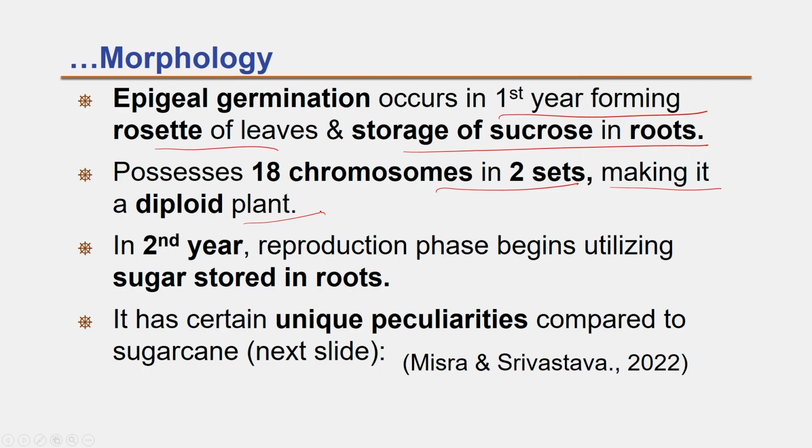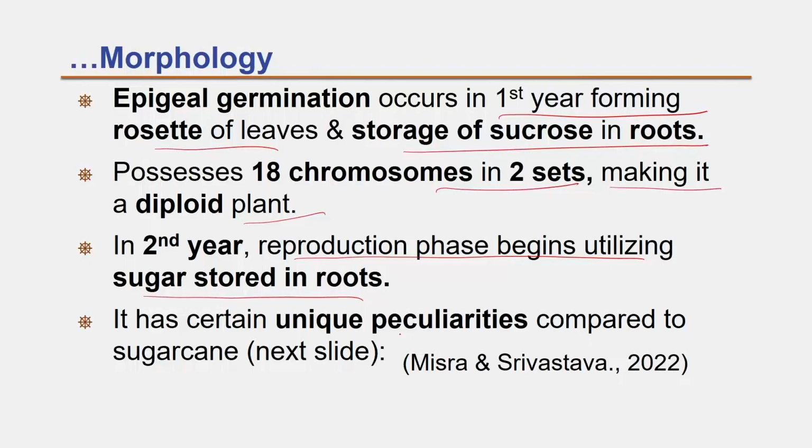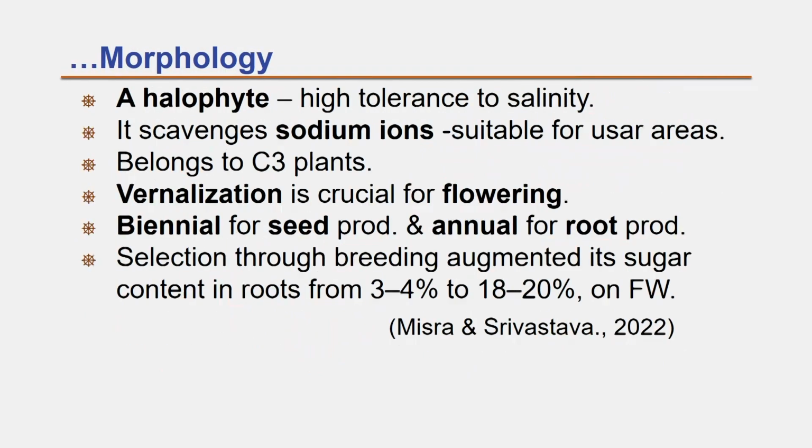In the second year, the reproduction phase begins, utilizing sugar stored in the roots. So here flowering will happen in the second year, and then pollination, fertilization, and finally seed formation. It has certain unique peculiarities compared to sugarcane. You can see the uniqueness.